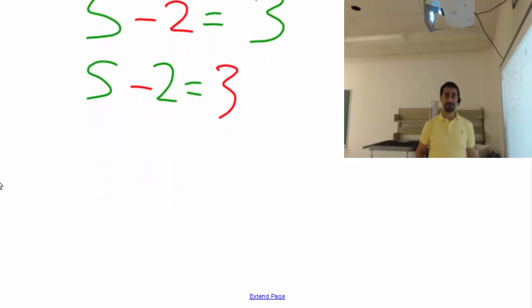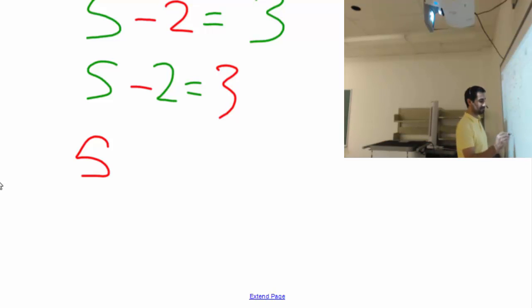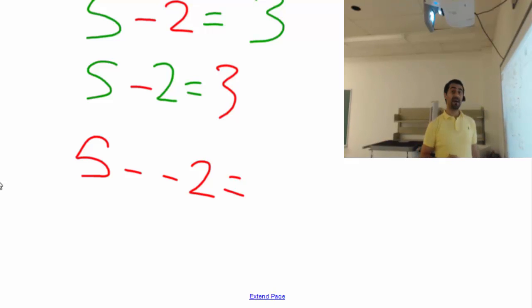Now, enough with the plus signs. Let's start working with the negative signs. 5 minus minus 2. And now, what do we do? Remember, two negative signs next to each other will give you the product of a positive sign. Now, you know between 5 and 2, you got two negative signs. That gave you the positive sign. So you are going to add the two numbers.